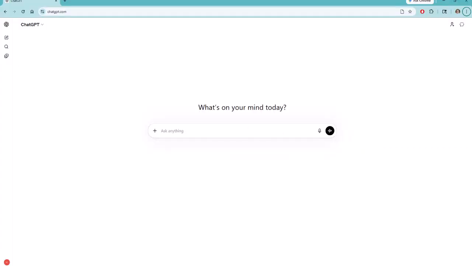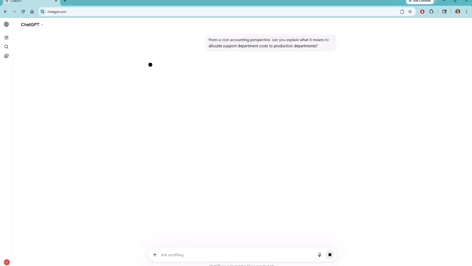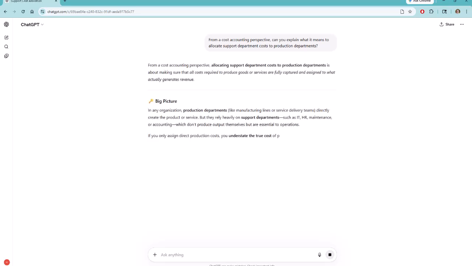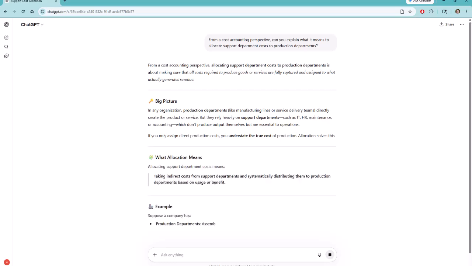And when I'm working on something uncommon like this, I sometimes question whether ChatGPT or a similar program will even know what I'm talking about. So the first thing I like to do is just ask it, from a cost accounting perspective, tell me what it means to allocate support department costs to production departments. And based on its response, I can get some confidence that it knows kind of what I'm talking about.